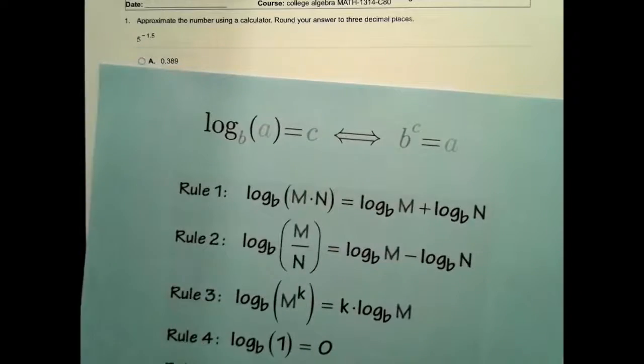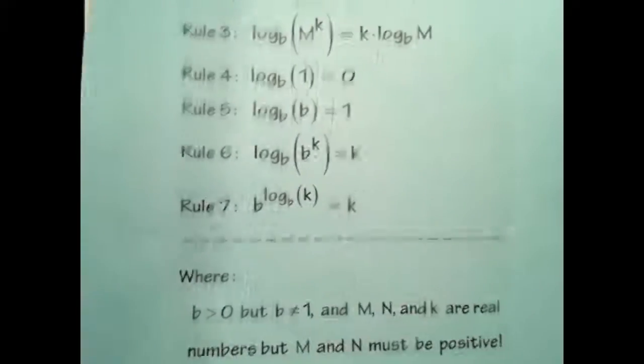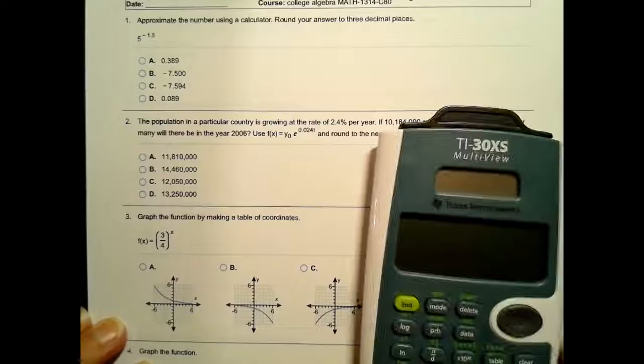Okay, people, here we go. First thing you need to have out is your rules page. Okay, get your rules page out. So we'll start with number 1. Number 1's just a calculator problem.